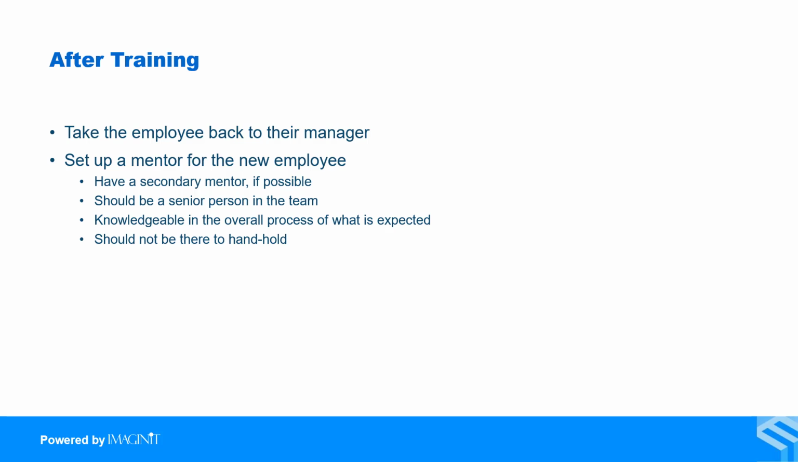Generally, it should be a senior person on the team or somebody on the team that's got the most knowledge. They need to be knowledgeable in the overall process of what's expected, and they should not be there to handhold. Again, a mentor is not there as a handhold to help employees through things. They're there to provide guidance quickly and get the employee back on track.